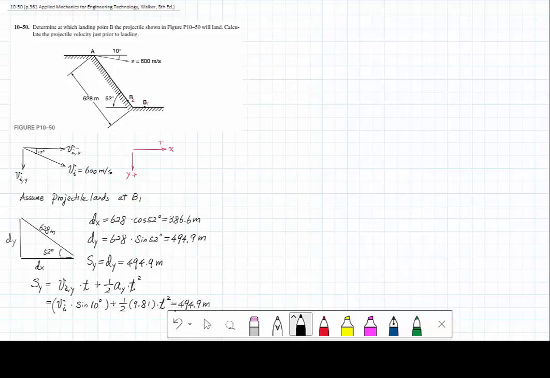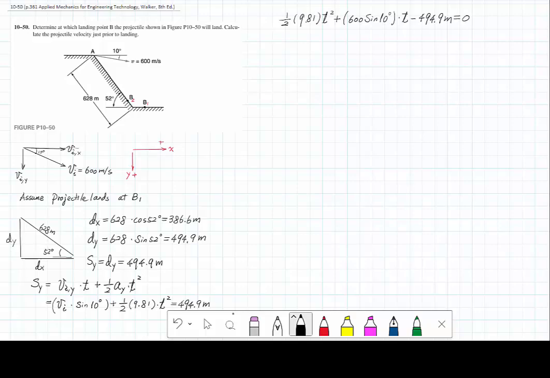Let's put the numbers in together. We have half times 9.81 t squared plus, again, we're just rearranging the order here, vi is 600 sine 10 degrees times time, and then minus the sy number, 494.9 meters. Okay, and that all equals 0.